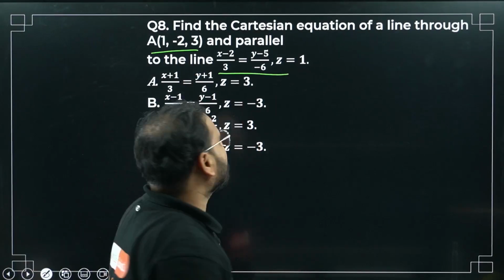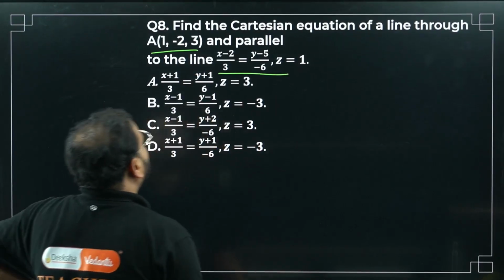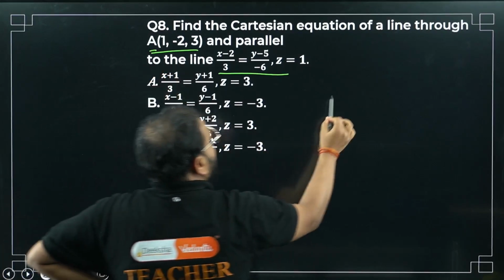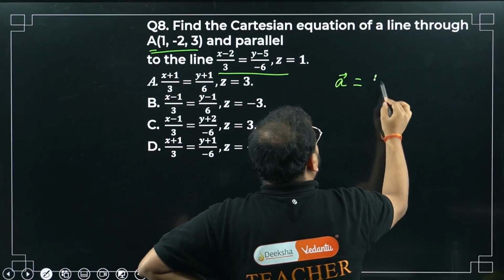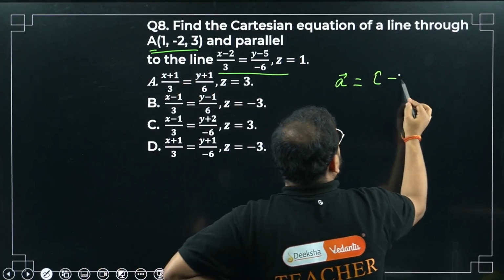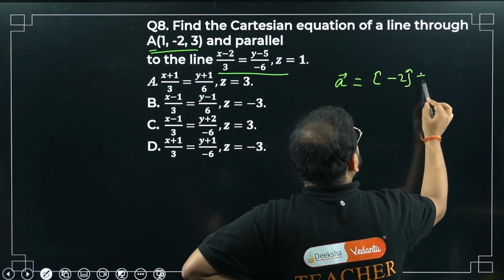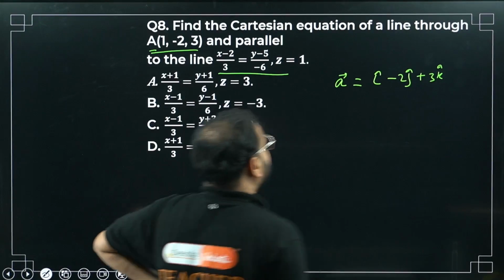Okay, so how will I write the position vector for the given point? So write it as vector A equals i cap minus 2j cap plus 3k cap.